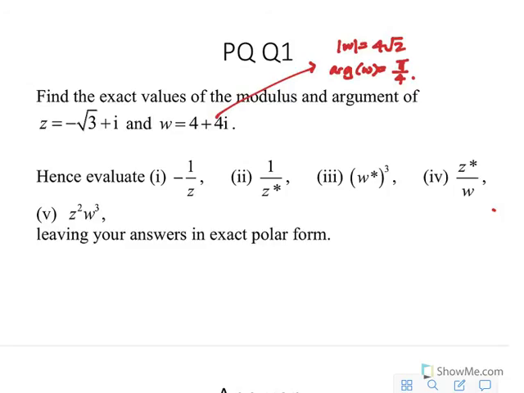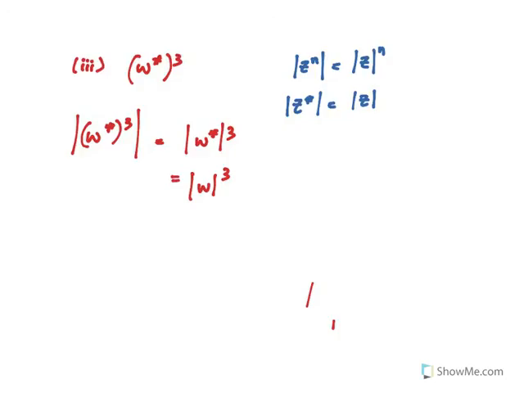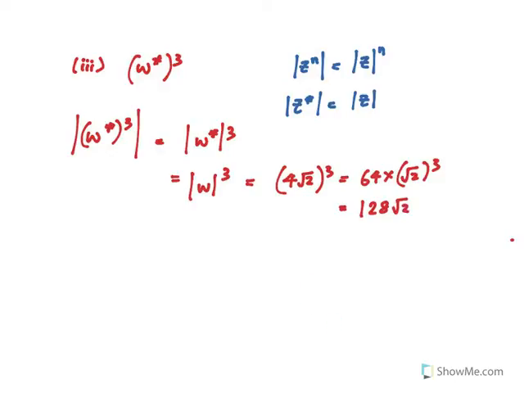Remember, the modulus of W as we found just now is 4 square root 2. So this is like 4 square root 2 to the power of 3. So it's like 64 times square root 2, and you should have 128 square root 2. This is the mod of W asterisk to the power 3. Next would be finding the argument.